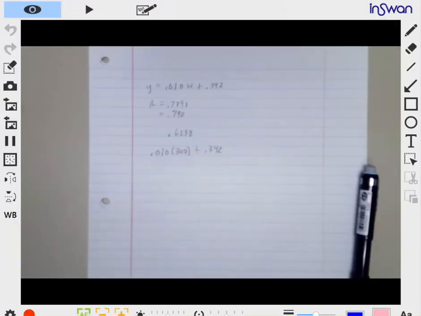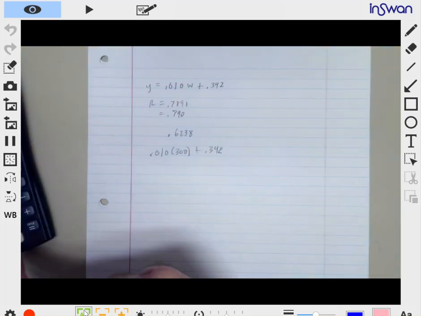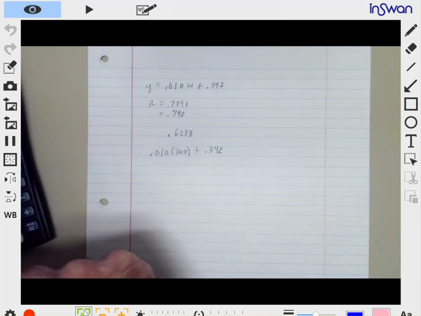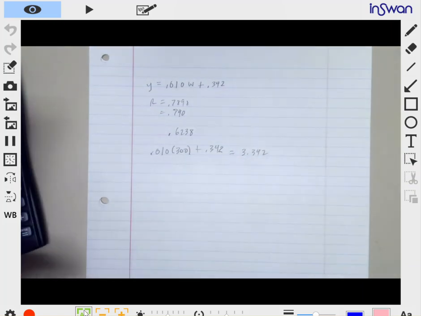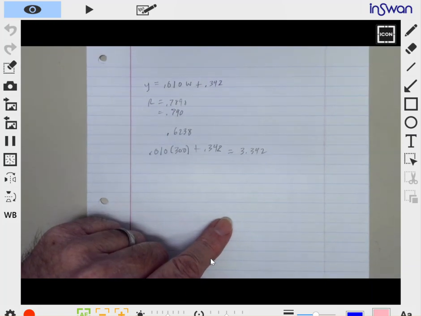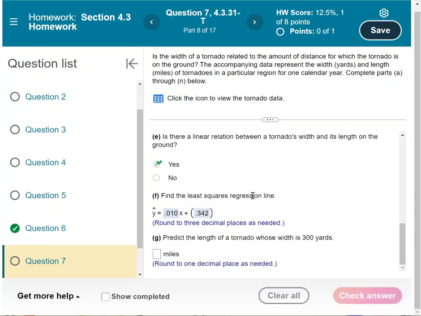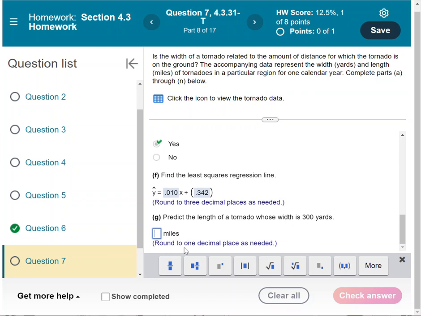I guess I can show you what I'm doing here. Let me focus that a little better. So let's go ahead and plug in the numbers here. So 0.01 times 300 plus 0.342, and we get 3.342. All right, let's go back. So predict the length of a tornado whose width is 300 yards. Notice it says to 1 decimal place, so I got 3.342, so it'll be 3.3 miles.